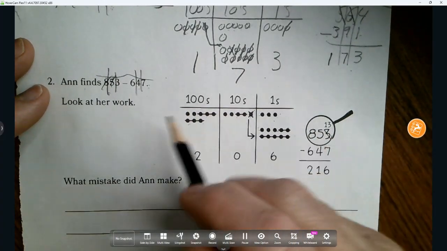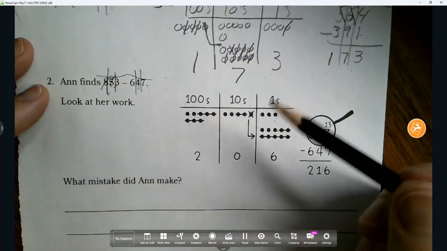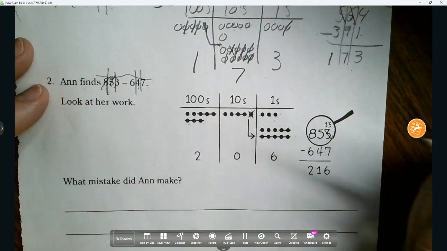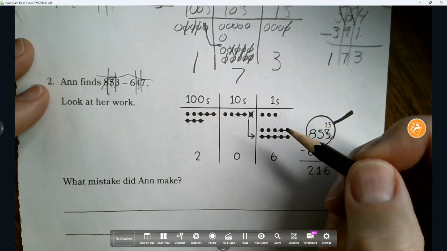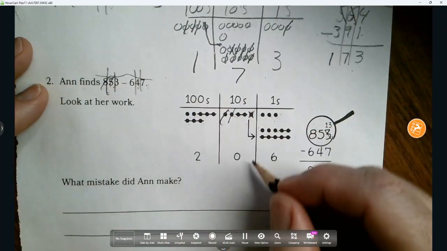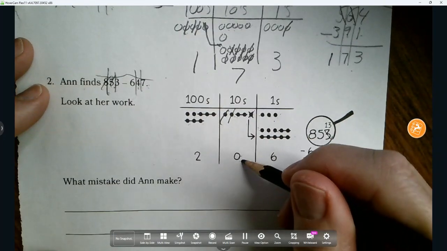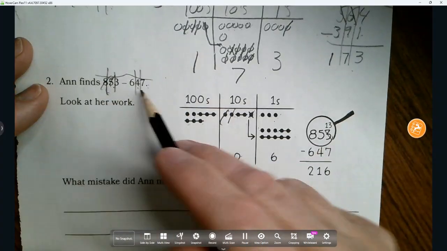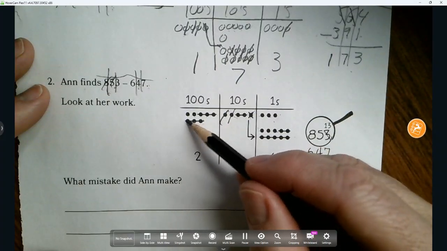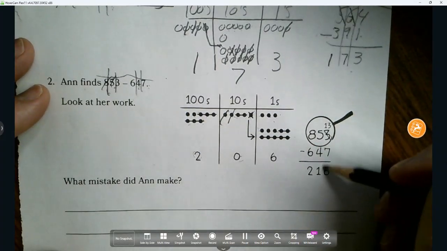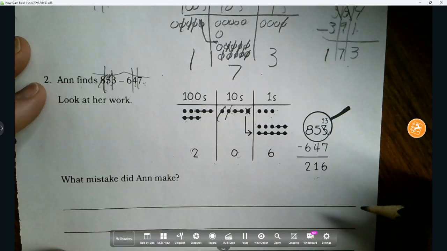All right, now we need to take away 4 from 5. She only took away 2 here. We've got to take away 4. The answer's right here, but they didn't take them away there. That's not good. So we're at 0 here. We can agree with that. Now we have 8, and we need to take away 6. That leaves 2. So we have 206 here. Over here, we don't have 206. We have 216. Do you see the problem?